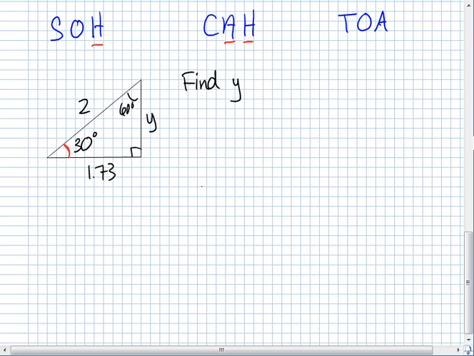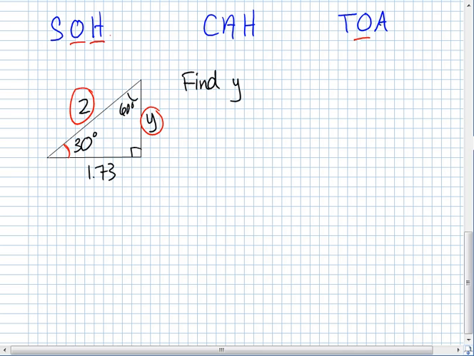So let's use the 30 degrees again. I'm trying to find that y, which is the opposite side. So I'm either going to use sine or tangent. What other piece of information do you want to use? You know what? You can pick whatever you want. I'm going to choose 2. So I'm going to use 2. That's the hypotenuse. So therefore I have to use sine in that example.